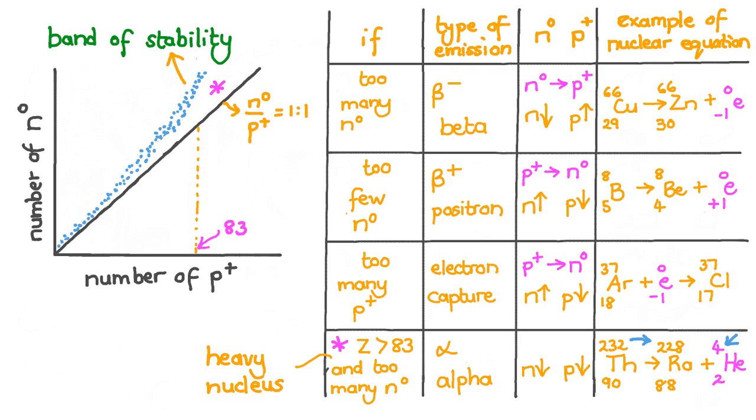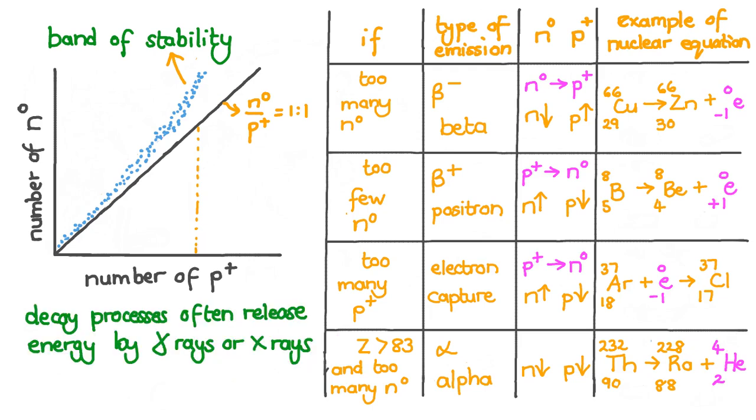This results in a mass number decrease of 4, but an atomic number decrease of only 2. So an alpha particle is essentially the nucleus of a helium atom where there are 2 protons and 2 neutrons. The emission of an alpha particle helps solve the problem of a very heavy nucleus by making it almost instantly lighter by 4 nucleons. These decay processes often release energy in the form of gamma rays or X-rays.